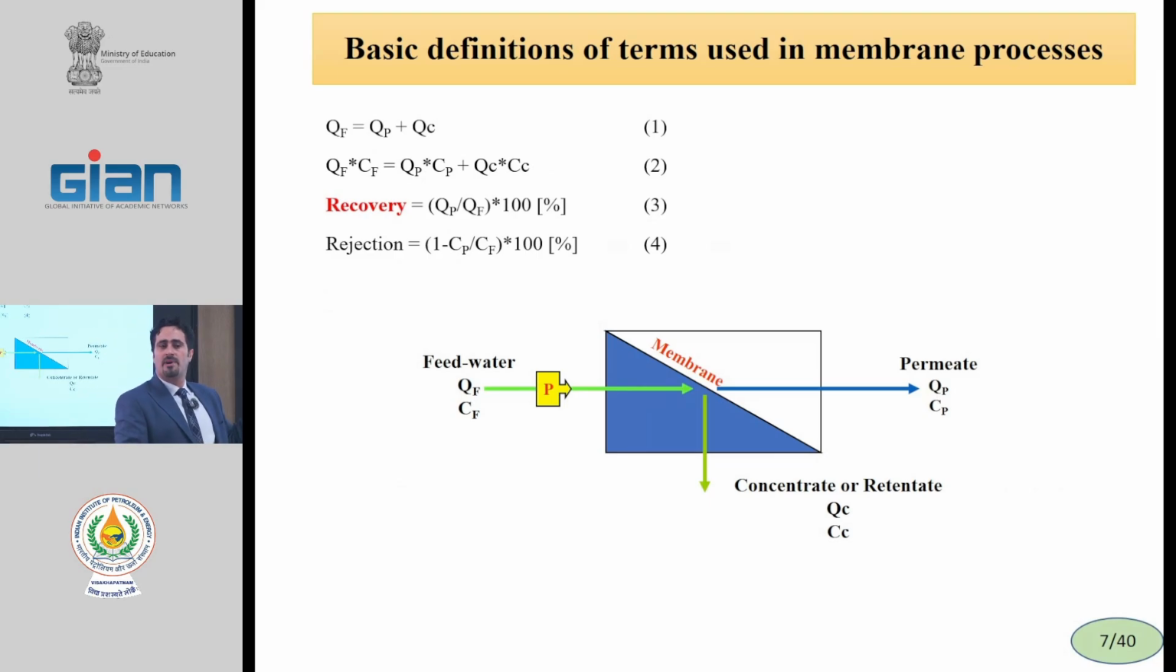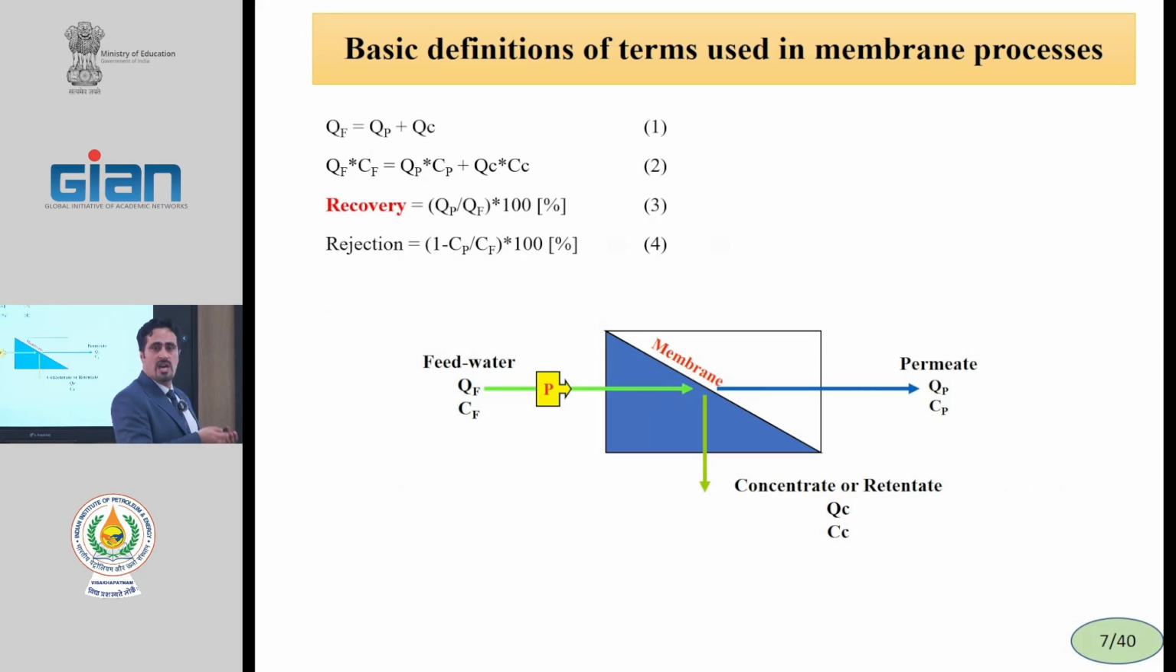Related to the membrane process, the main product can be permeate or can be concentrate. For example, in reverse osmosis, our product is permeate. We want to desalinate the water and produce desalinated water. Therefore, permeate is our product.